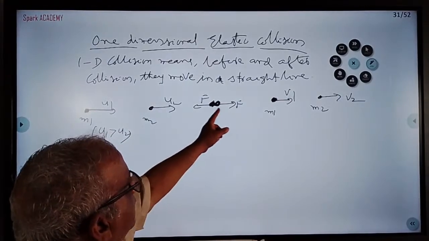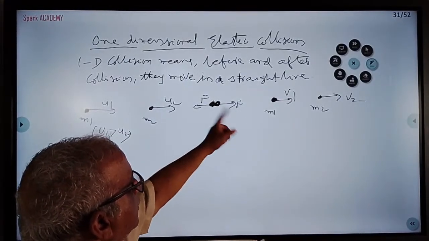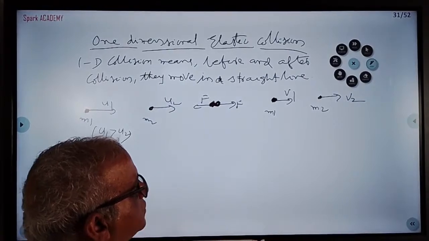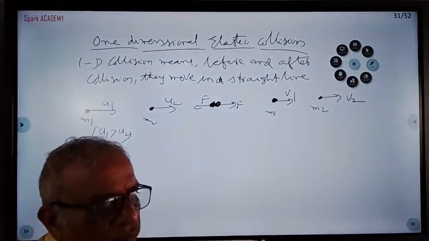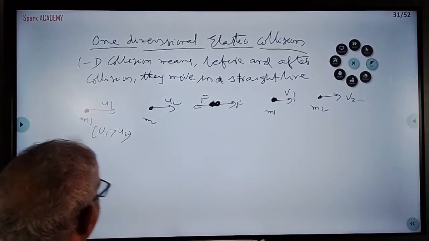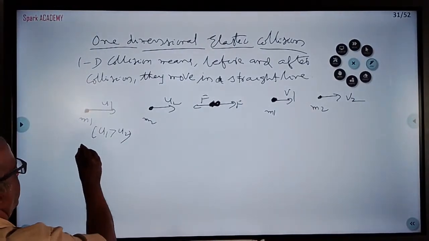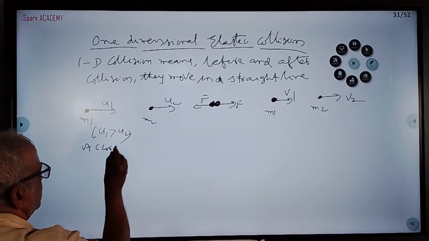When they are colliding, there is interaction. This is internal force. According to Newton's third law, these are action-reaction forces. So after collision, they are moving with the velocities v1, v2. This is the diagram. Now I'll write equations. According to conservation of momentum, I'll write first.